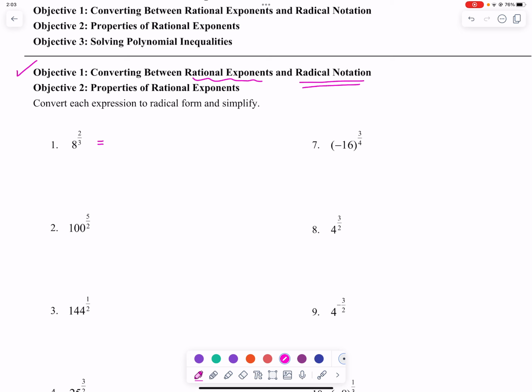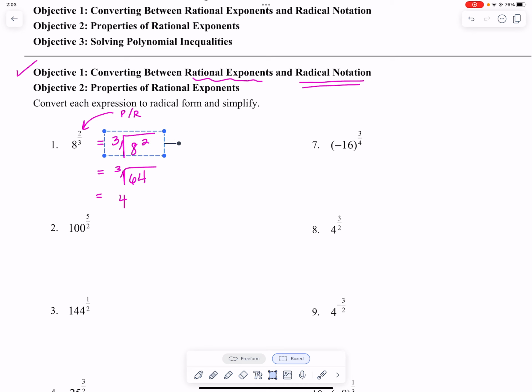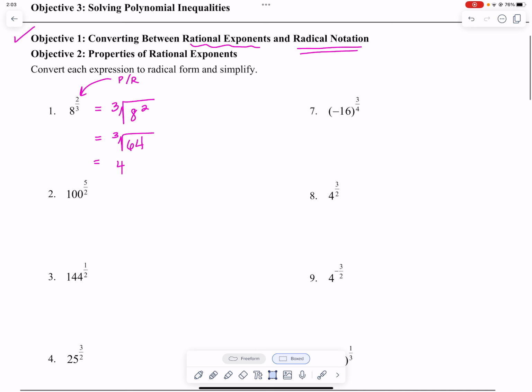As you can see, we have power over root, okay? So 2 is the power and 3 is the root. So we actually have the cube root of 8 squared. And so now we have the cube root of 64, and we know that that is 4. So using radical notation helps us compute these expressions.